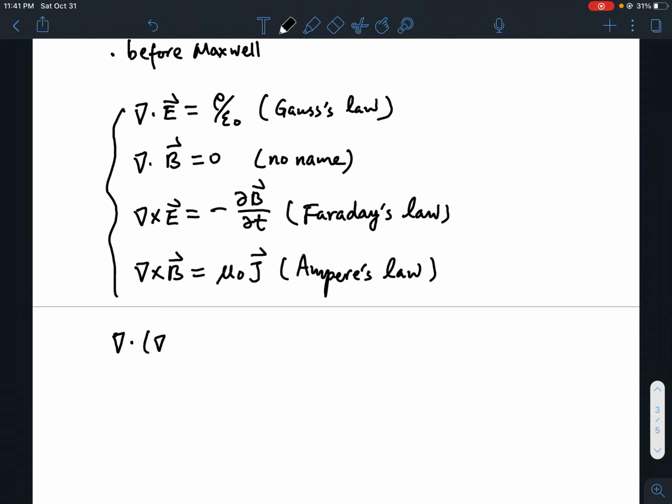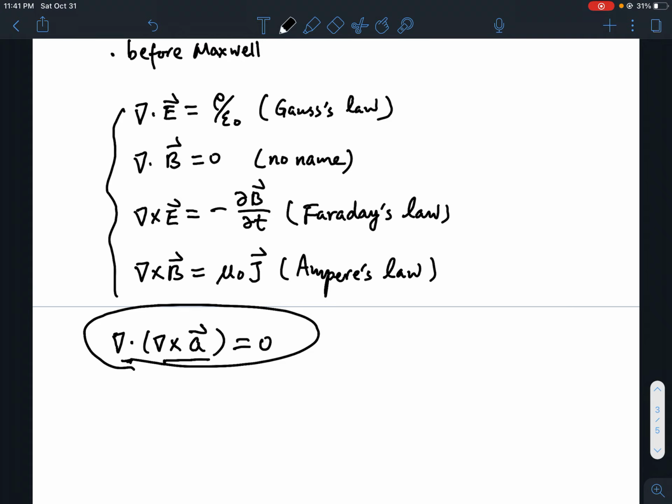The reason is really this. We know that for any vector A, let us say, the divergence of curl is always 0. We proved that before. Now let us look at these two equations: one is Faraday's law, one is Ampere's law.